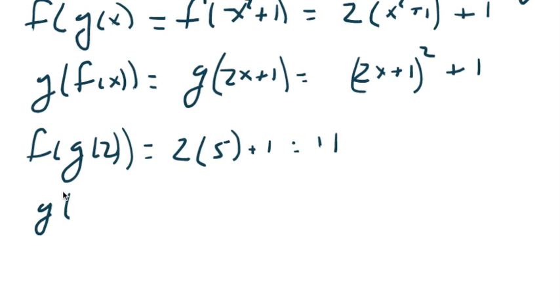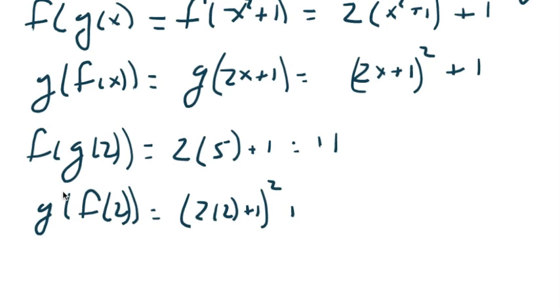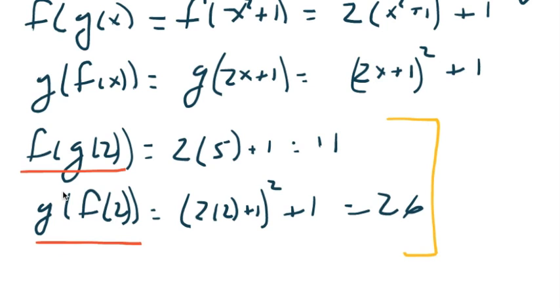But if we do g of f of 2, we get 2 times 2 plus 1 squared plus 1. Well, let's see, 2 times 2 is 4, plus 1 is 5, squared is 25, plus 1 is 26. So f of g of x and g of f of x are not necessarily going to be the same thing. And these are called compositions.